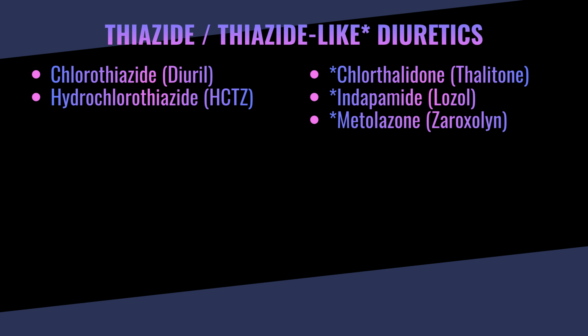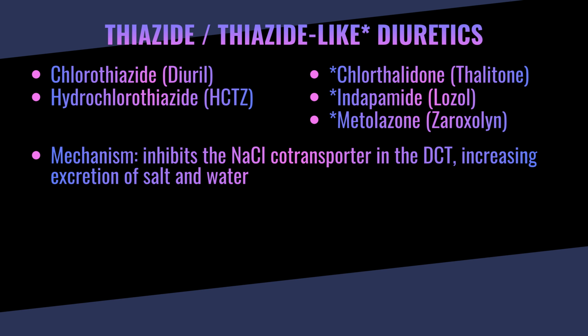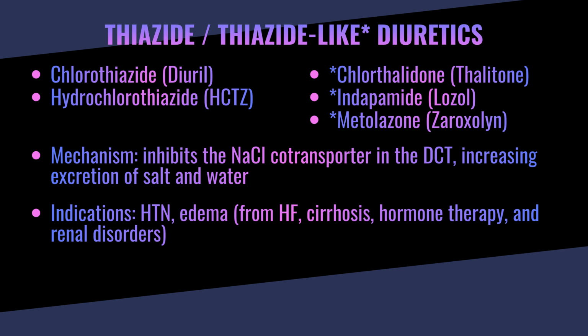The drugs that comprise this class are chlorothiazide, hydrochlorothiazide, chlorthalidone, indapamide, and metolazone. Similar to loop diuretics, the thiazides block reabsorption of sodium and chloride in the distal convoluted tubule, leading to increased sodium chloride-enriched urine excretion. Thiazides are primarily used as first-line agents in the treatment of hypertension. With long-term use, these drugs have a vasodilatory effect.